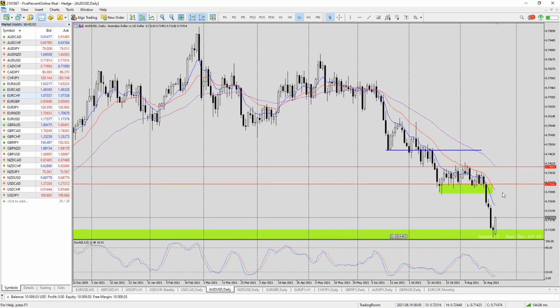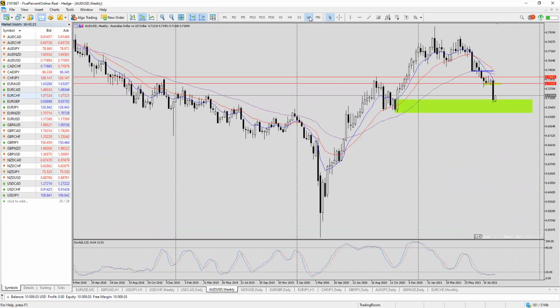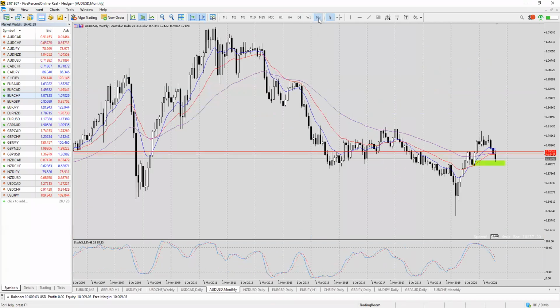The strongest resistance area is around here. Okay, this entire zone, something like that. Yeah, more or less. This is a strong resistance area. If the Aussie dollar goes all the way up here, this could be a reversal point, and another one around here. But overall, the trend is bearish.